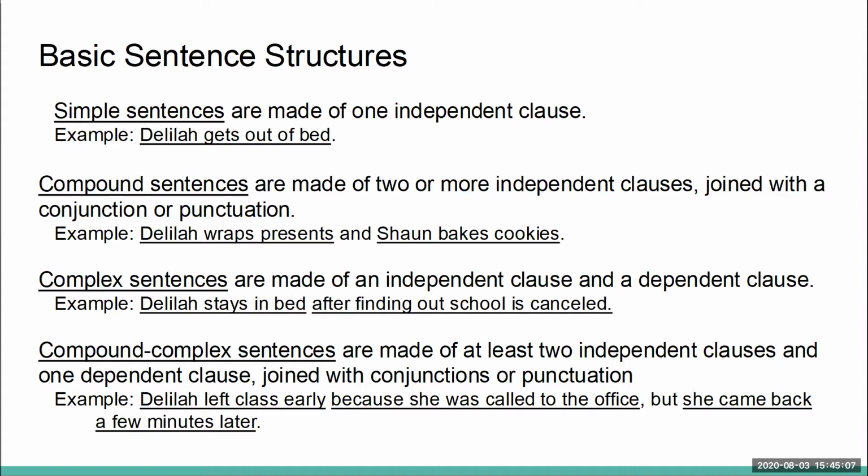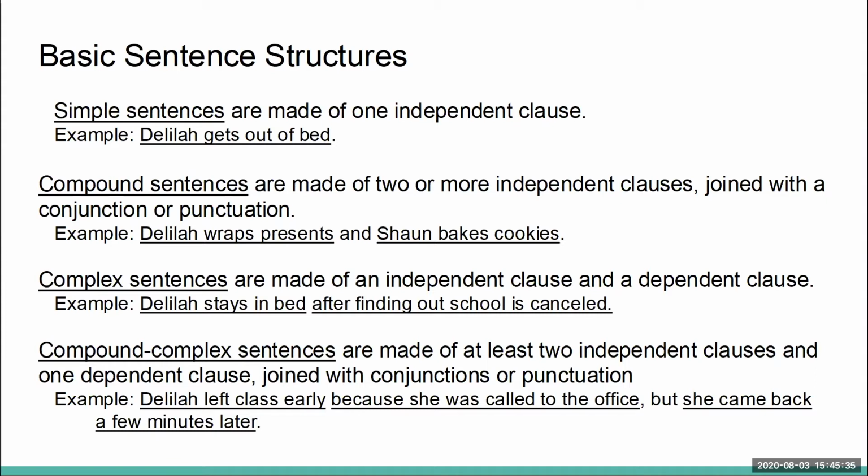Compound sentences are made of two or more independent clauses joined with a conjunction or punctuation. For example, Delilah wraps presents and Sean bakes cookies. Delilah wraps presents is an independent clause, as is Sean bakes cookies. By joining them together with an and, we've created a compound sentence.